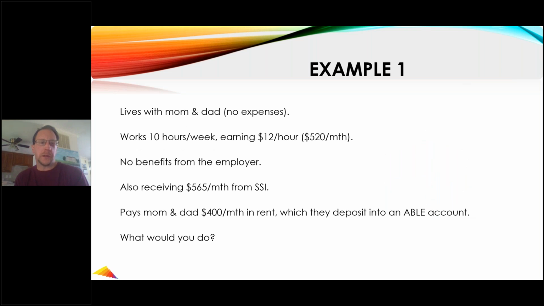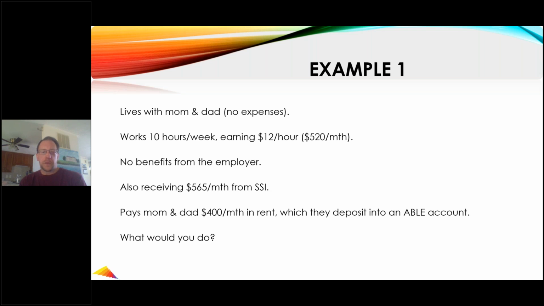So let's use some real examples. Example number one: child lives with mom and dad, no expenses, is working. I don't have ages in here because I don't really want to focus on teens, adults, or what type of disability. So let's start. Lives with mom and dad, no expenses. Mom and dad are only charging rent. The individual's working 10 hours a week, earns $12 an hour, which works out to ballpark $520 a month, is not getting any benefits from the employer, and receives an extra $565 from SSI.